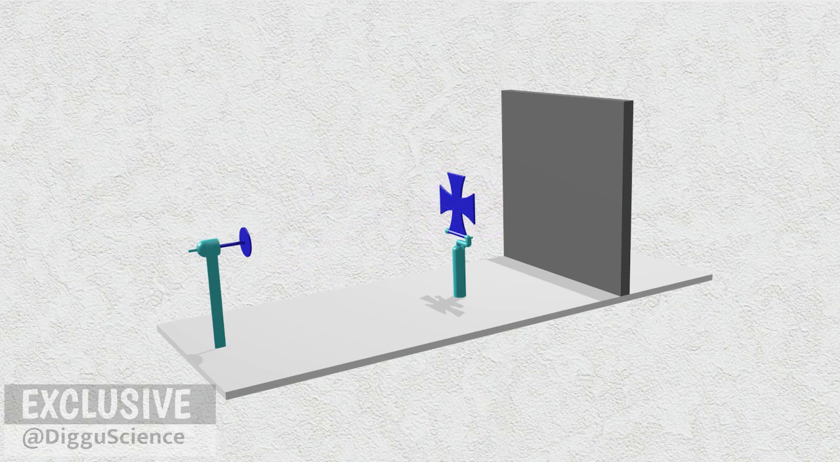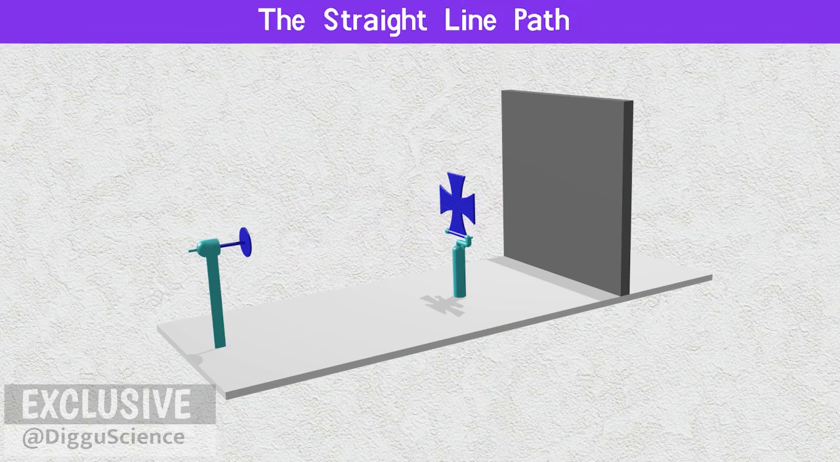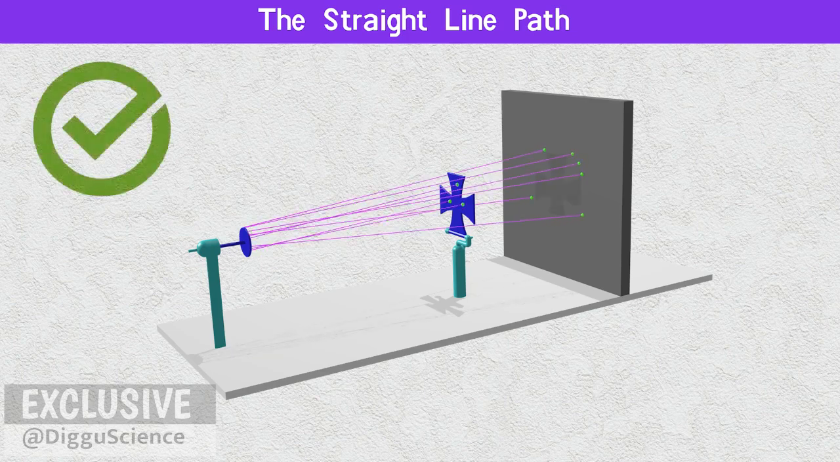The third assumption, the path of the ray is a straight line. This is consistent with the results of observations. Thus, the cathode ray moves in a straight line.